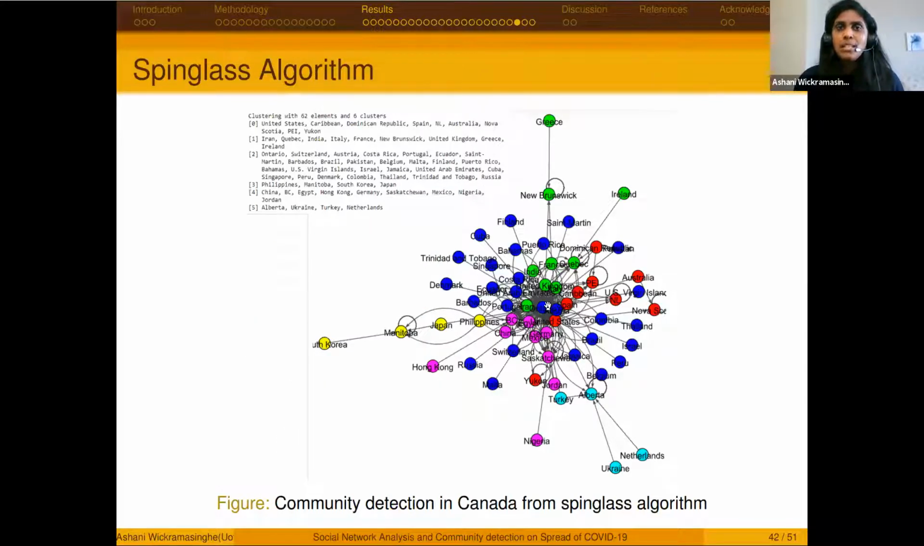The spin-glass algorithm gives 6 clusters. Blue nodes show the biggest cluster around Ontario. Here also we can see the same cluster, which contains Manitoba, Japan, Philippines, and South Korea.